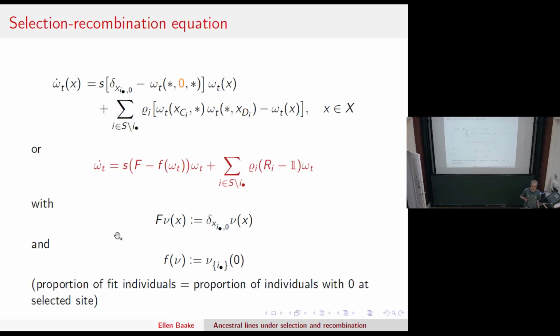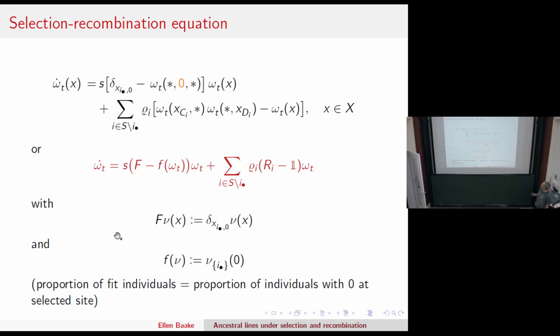Okay, and this now allows us to streamline the differential equation. That was my original messy version, written out component-wise. It's much better to formulate it directly at the level of the measure. And you won't be surprised about the recombination part here. That simply tells us that recombination turns the current population into its recombined version all the time at rate rho I at all the sites I.